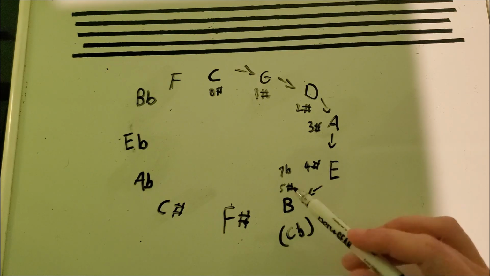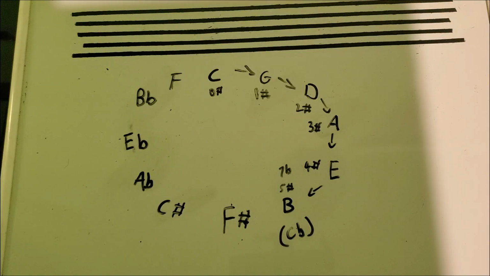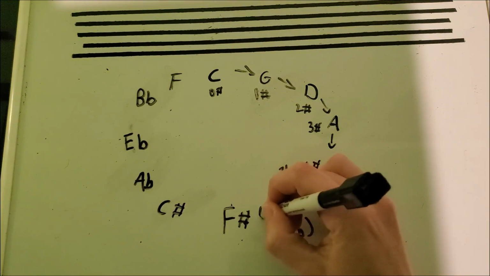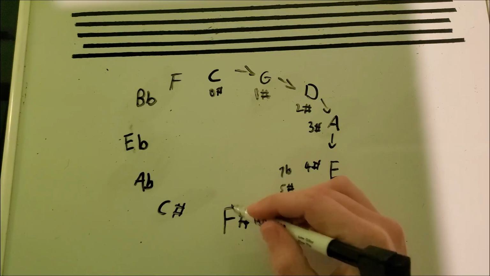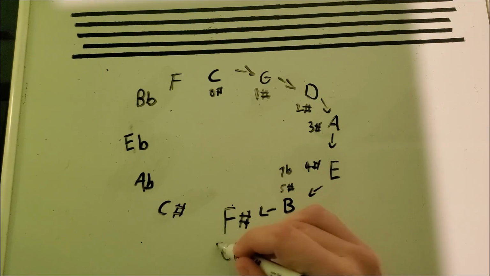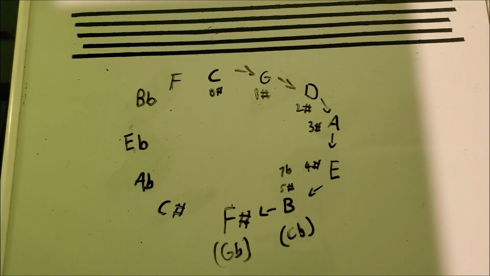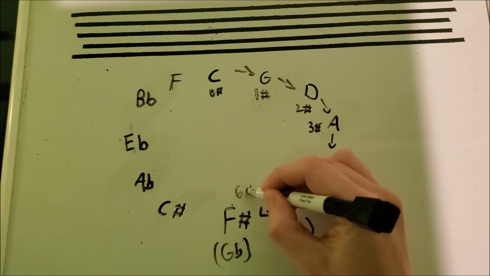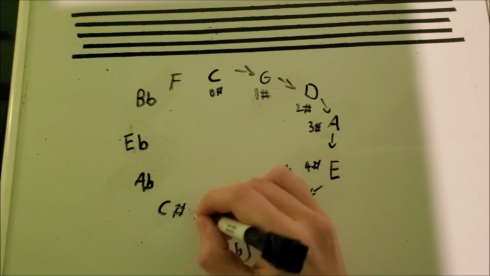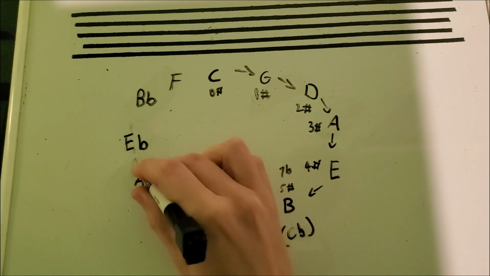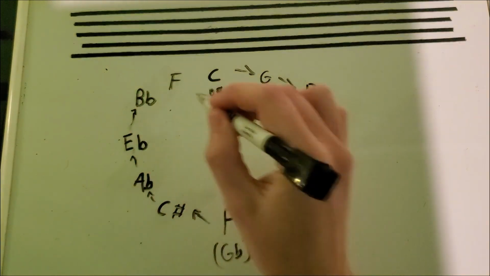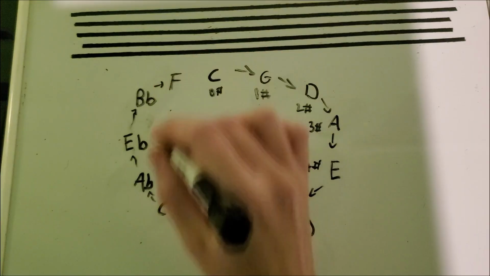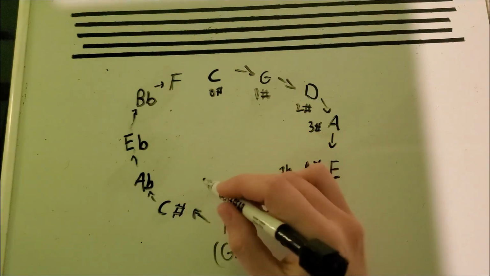But for now, we'll just keep that flat there to show you that this one can be written 2 different ways. If we continue down, F sharp, we can also have G flat, same note, 2 different ways of naming it, 6 sharps. And then we'll keep going down this way. And then I'll fill in these sharps, finish the rest of them.